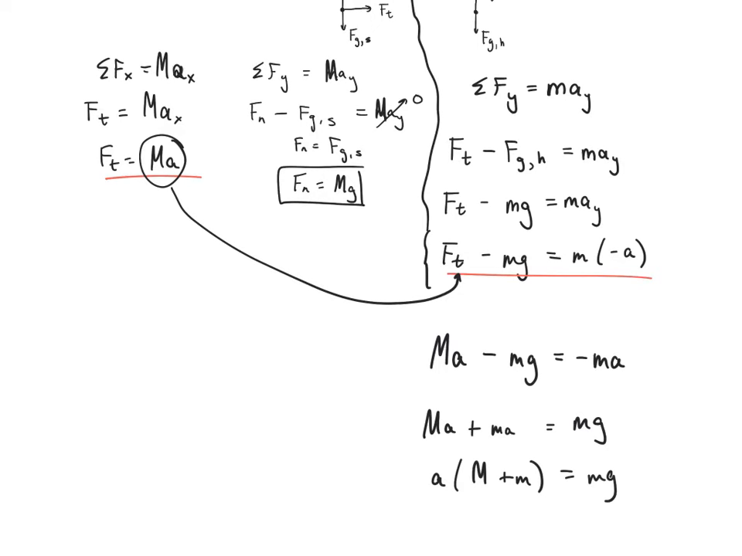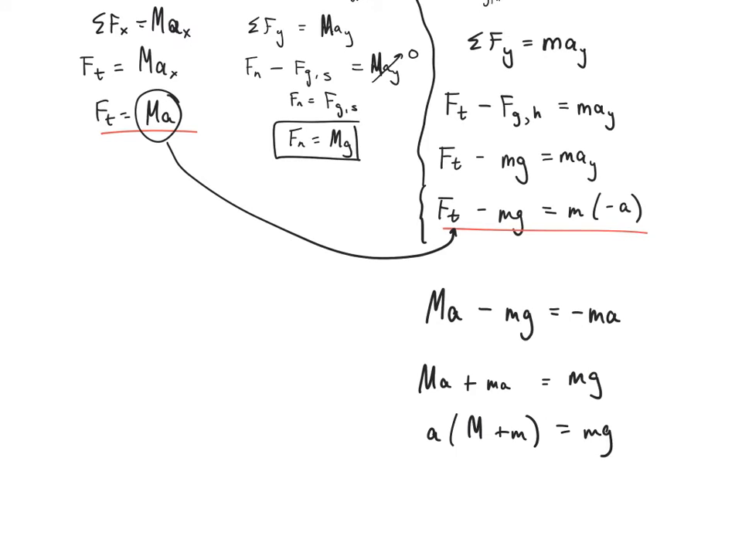And then as a result, our answer for a turns out to be mg over big M plus little m. Okay, that's a little m right there. I should maybe make that a little more clear. The numerator is a little m there. I make my little m's bubbly and the capital M's more rigid or angular. Okay? So that's the acceleration.